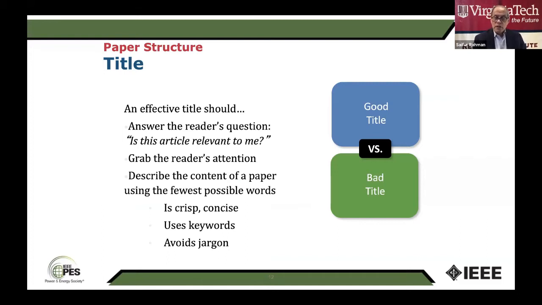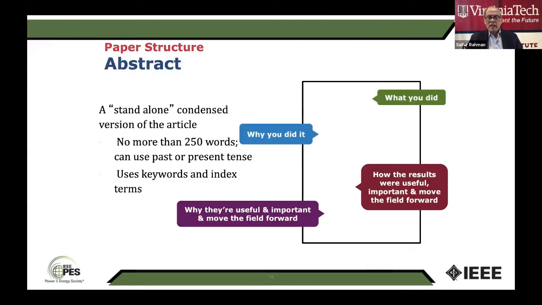It has to be crisp, not 30 words, for example, concise. Use keywords. For example, you talk about smart grid, you talk about smart network. Avoid jargon. In your laboratory, in your department, you have some special words you use to explain things among yourselves. That is not understood outside your group. So don't use those words in the title. Example. So here is the next, abstract.